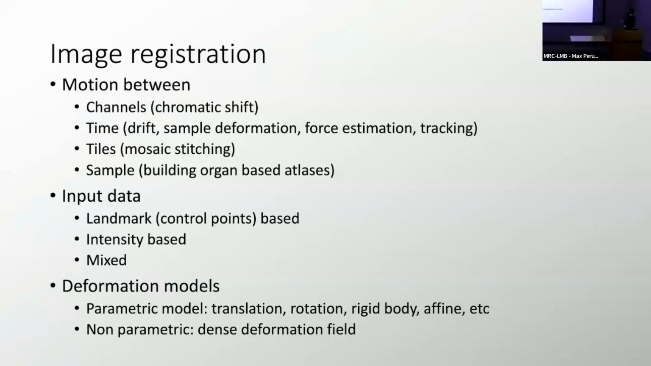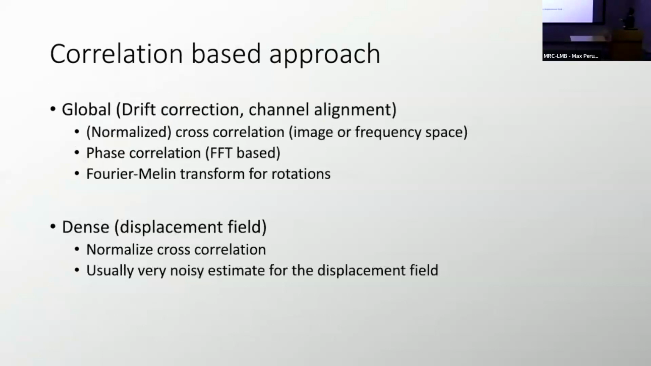To perform this task, you can have knowledge-based approaches for global registration, where you just want to estimate the global motion, so often parametric motion, using cross correlation, so you can find the shift in the image. Phase correlation expresses the correlation between two images in the Fourier domain, and the Fourier-Mellin transform can also be used for rotation.